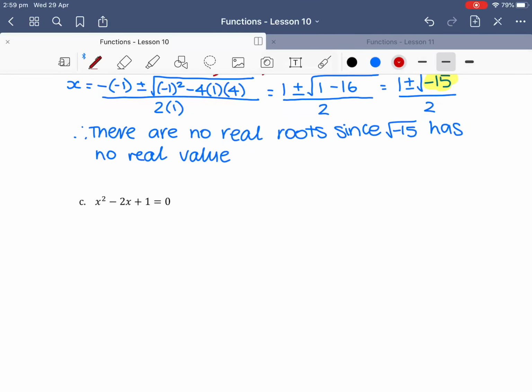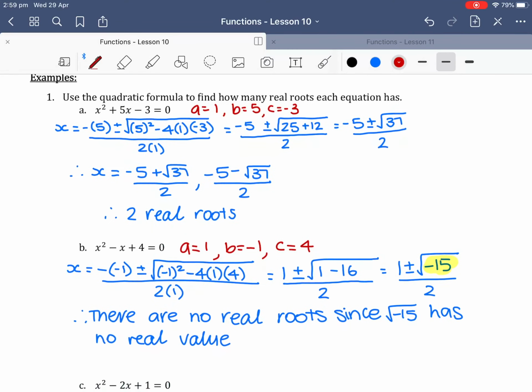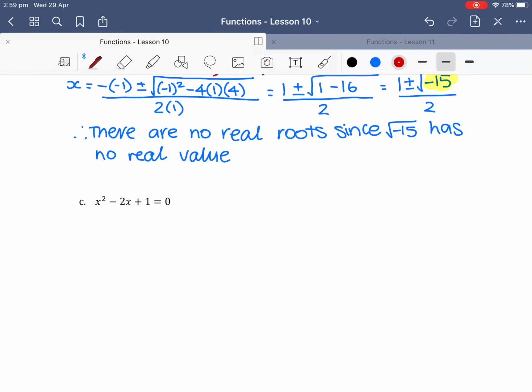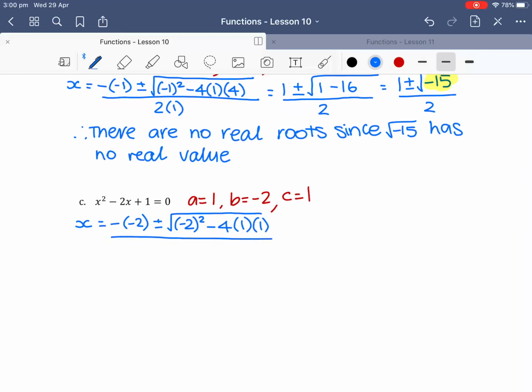For C, we want to find how many real roots the equation x squared minus 2x plus 1 has. So we write A equals 1, our B equals negative 2, and our C equals 1. So we have x equals minus B, so minus negative 2, plus or minus the square root of B squared, so negative 2 squared, minus 4 times our A of 1 times our C of 1, all over 2 times A, which is 1.